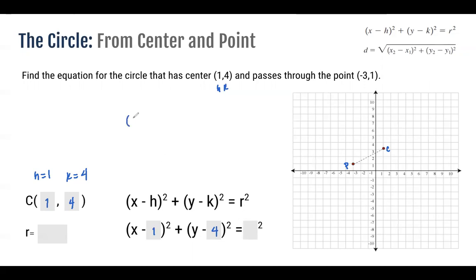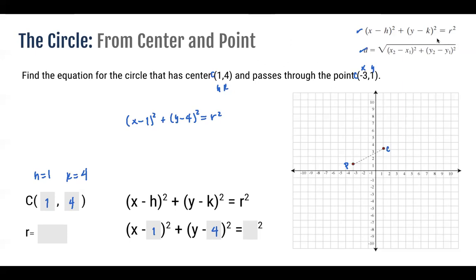So for now, we know that this is going to be (x minus 1) squared plus (y minus 4) squared equals the radius squared. So we can do one of two things. We can use the distance formula to find the distance from C to P, or we can just plug the values x, y into the formula. It's the same thing because the distance formula and the standard form of the equation come from the same place.